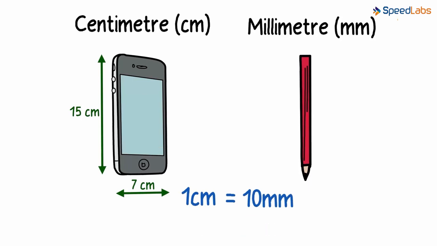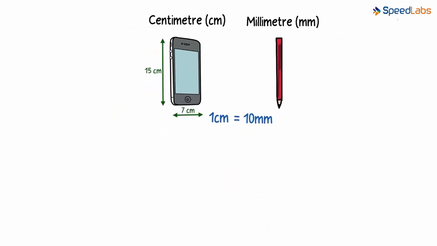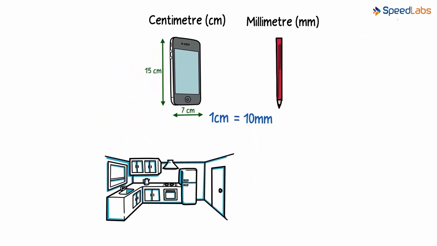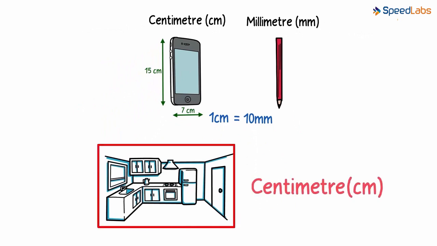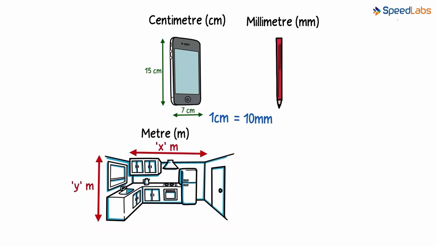Now let's say you want to measure the dimensions of your kitchen area. For this, the measuring unit centimeter will be too tiny. So we have something called meters. 1 meter is equal to 100 centimeters. So instead of saying that your kitchen length is 1000 centimeters, you can say that it's 10 meters.